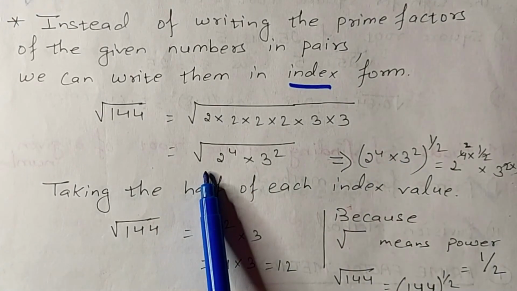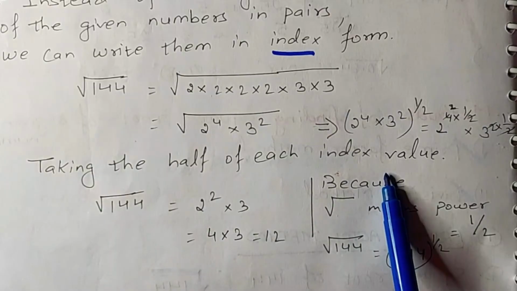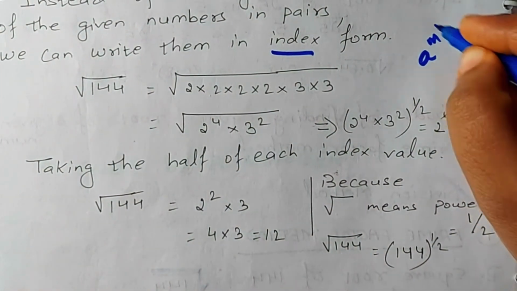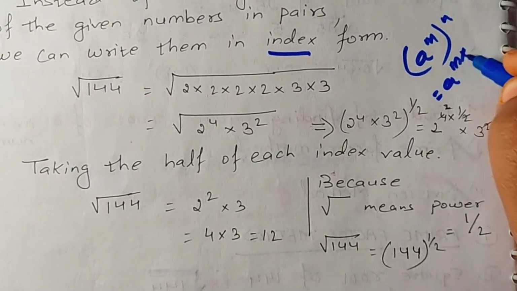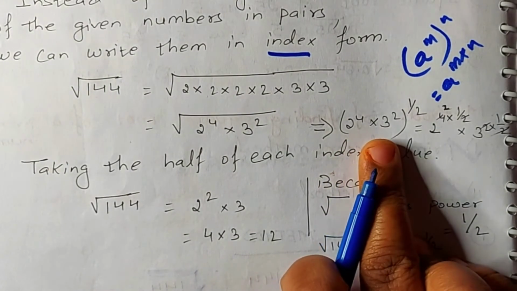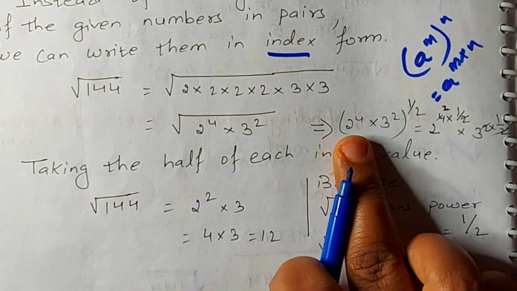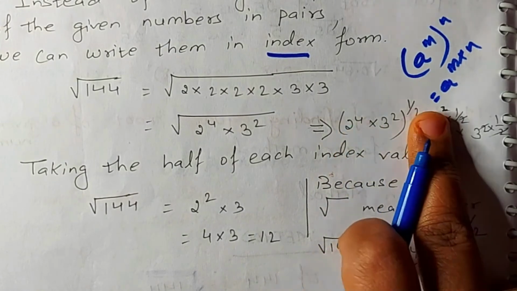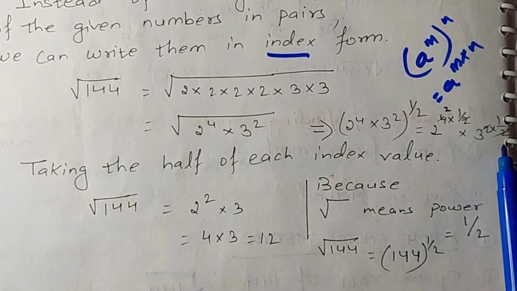So we remove the square root sign and we give power half. Now we already discussed the law of indices, that is a to the power m whole to the power n is equal to a to the power m into n. So here also, 2 to the power 4 into 3 to the power 2 whole to the power half. So each power is multiplied with half: 2 to the power 4 into half, into 3 to the power also 2 into half.